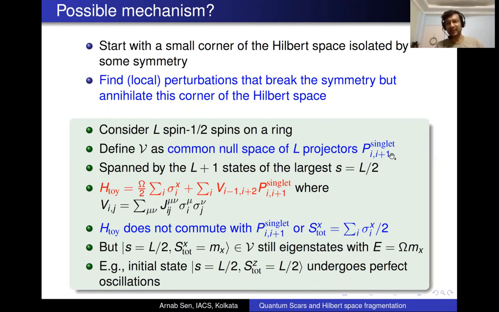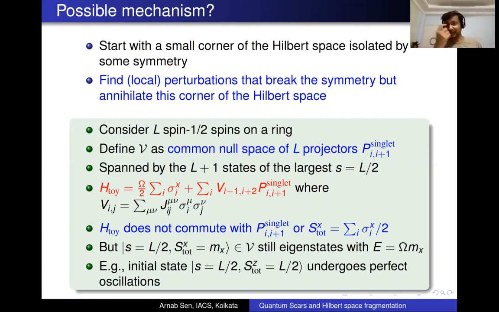This projector is basically proportional to one minus sigma_i dot sigma_{i+1}, where sigma_i and sigma_{i+1} are the usual Pauli matrices. Now you can ask, what is the common null space of all these capital L projectors? That's an interesting question to ask.